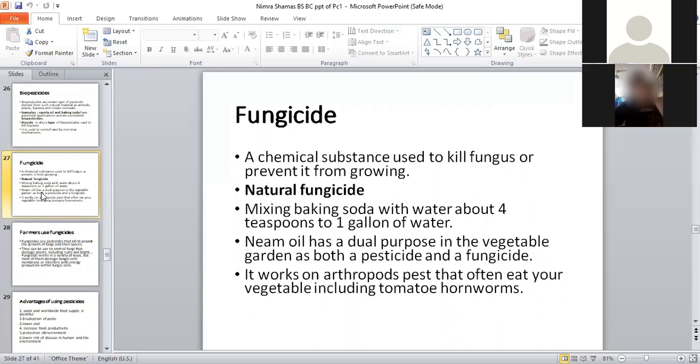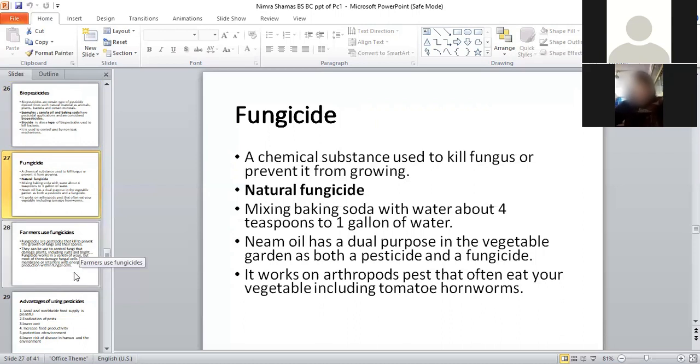And next is fungicide. Fungicide is a chemical substance used to kill fungus or prevent it from growing. So fungicide is used to kill fungus. Like fungus present on the leaves, this causes the reduction of the nutritional value. So this slows down the fungus, and the fungicide is used to kill the fungus.